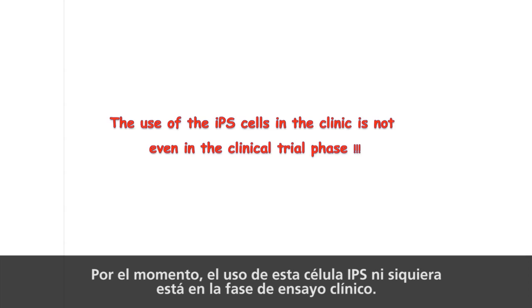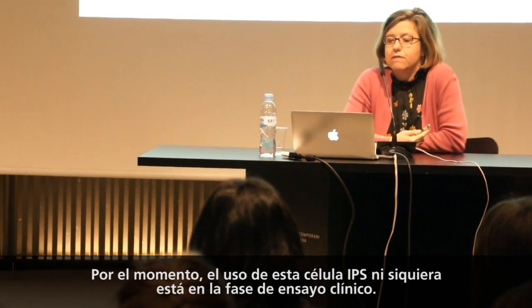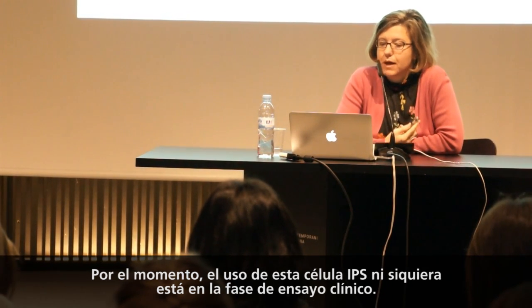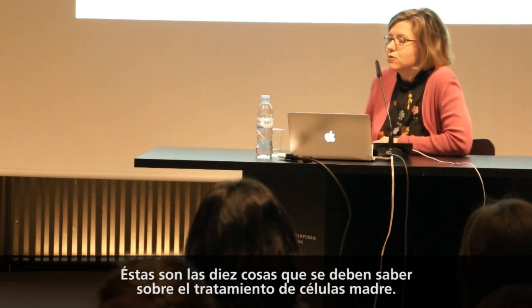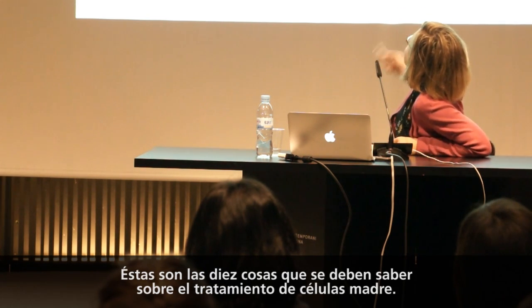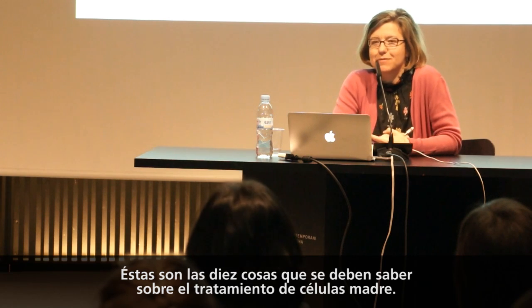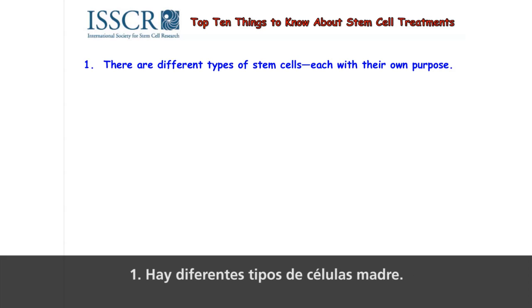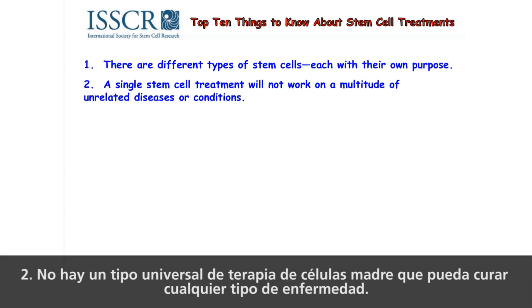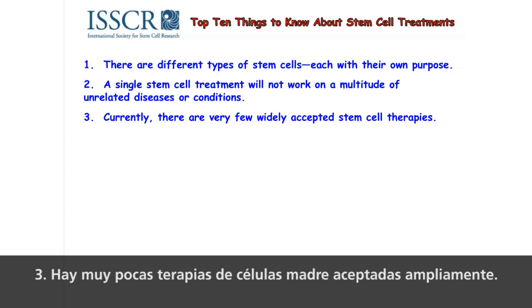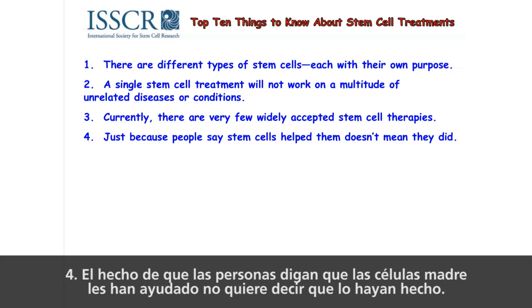At the moment, the use of iPS in the clinic is not even in the clinical trial phase. You can also find these 10 top things to know about stem cell treatment. There are different types of stem cells. There is not a universal stem cell therapy that will cure any type of disease or condition. There are very few accepted stem cell therapies currently. Just because people say that stem cells help, this does not mean that they do.